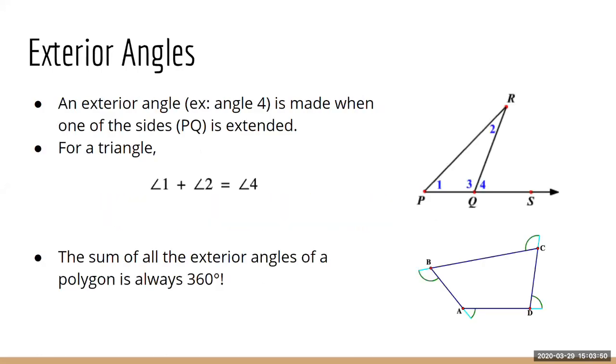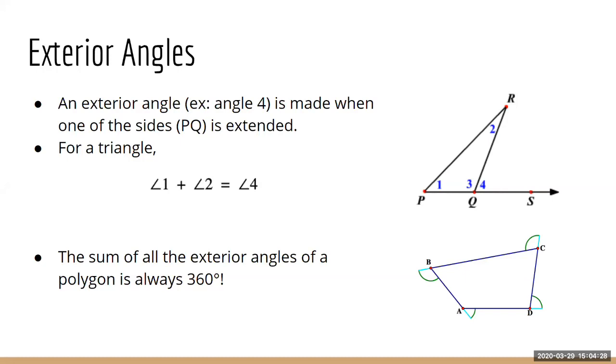All right, now exterior angles are also pretty interesting. If we look at the diagram on the right, we see that the exterior angle in this case is angle 4, or angle RQS. And this is formed when we extend the ray PQ out towards S. So one of these properties is that angle 1 plus angle 2 equals angle 4. And you can easily prove this using the fact that angles 3 and 4 sum up to 180 because they're on a line, and because angles 1, 2, and 3 add up to 180 because they're in a triangle, right?